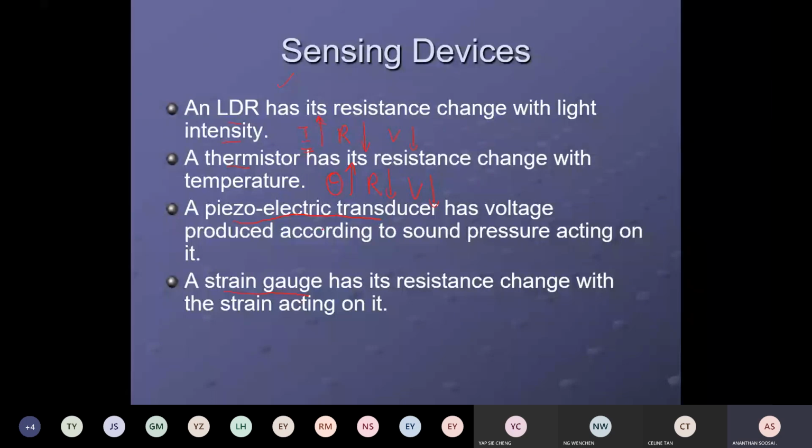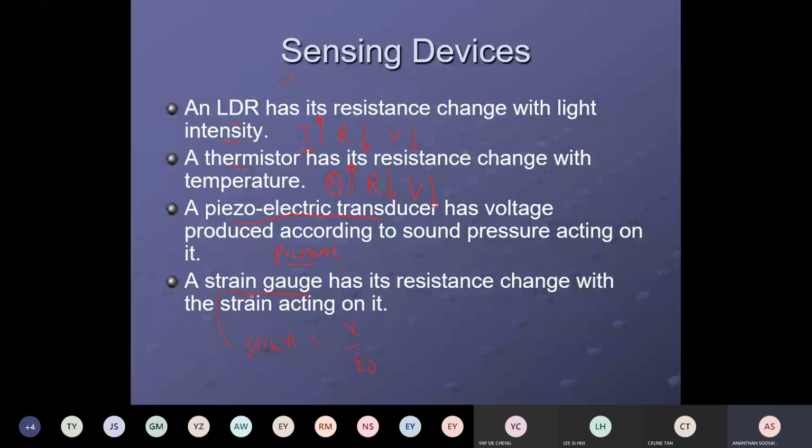The piezoelectric transducer is a device sensing pressure. It senses pressure and changes the resistance so that the voltage is altered. So the piezoelectric transducer senses pressure, and the strain gauge senses strain. What is strain? The extension over the original length. How much the wire is extended.